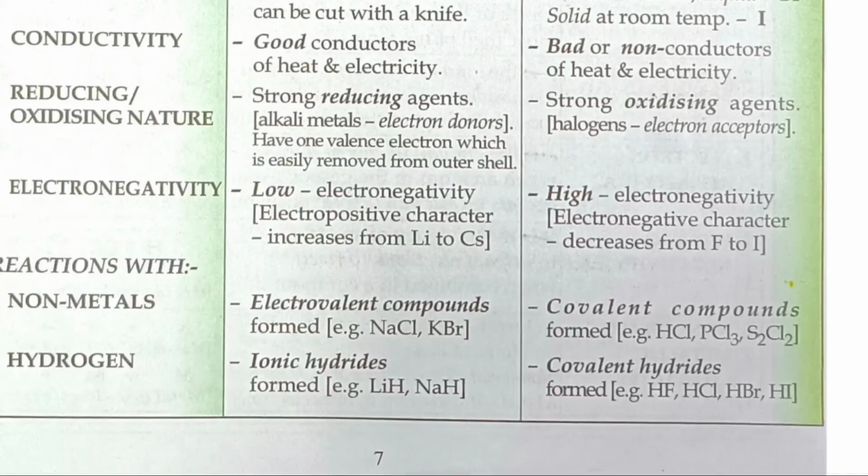Then reaction with non-metals: electrovalent compounds are formed, for example sodium chloride and potassium bromide. Covalent compounds are formed in the case of halogens, such as hydrochloric acid, phosphorus trichloride, S2Cl2. When alkali metals react with hydrogen, ionic hydrides are obtained, and when halogens react with hydrogen, covalent hydrides are obtained.